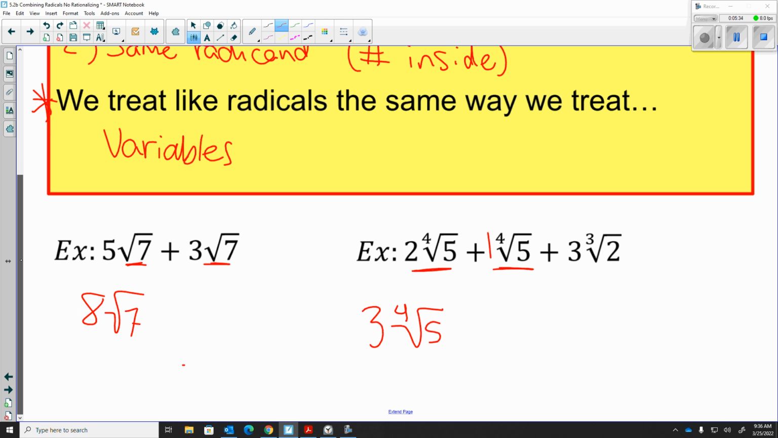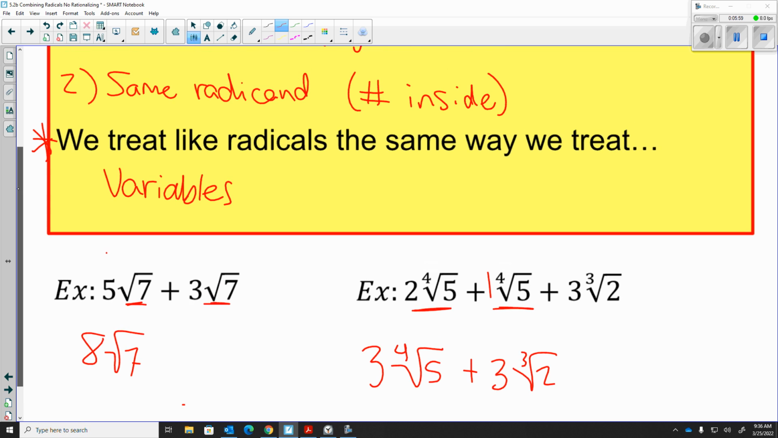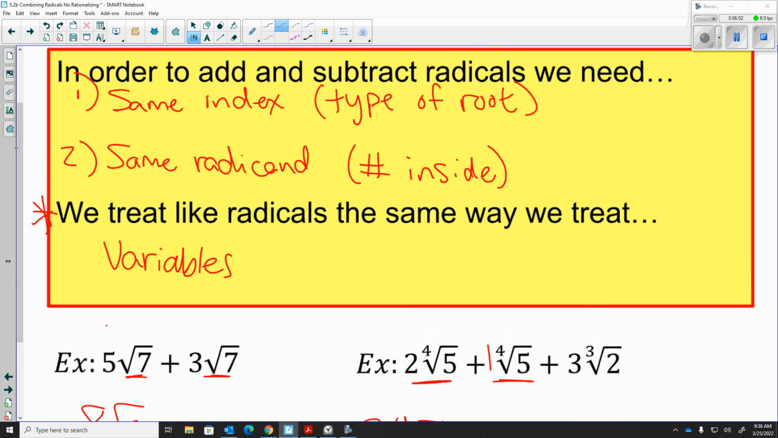Exactly. You're good. So you can't do anything with this, so you just leave it on the end, just like this would be 3x and 3y, right? So as long as you got the same index and the same number inside, you can treat it like a variable and put stuff together, add or subtract them.